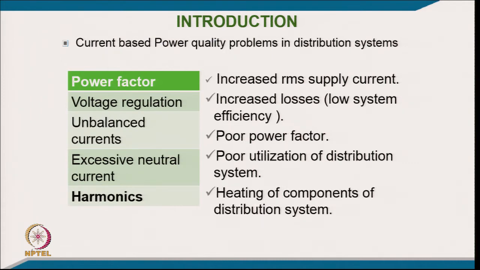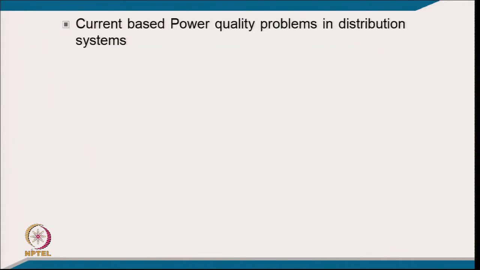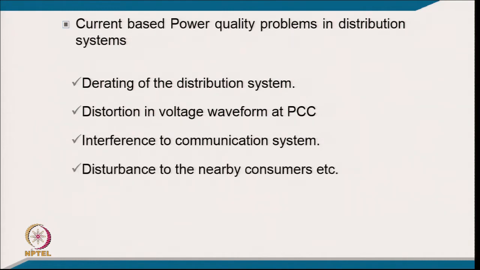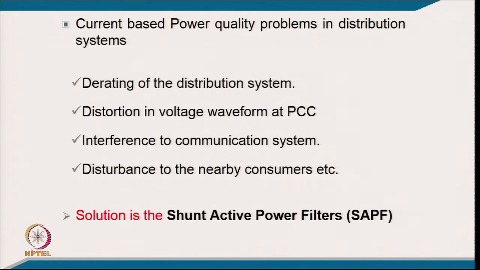components of the distribution system. Then the current based power quality problems in distribution further are derating of the distribution system, distortion in voltage waveform at point of common coupling, interference to communication system, disturbance to nearby consumers, and the solution is a shunt active filter, which I would like to discuss in detail today.